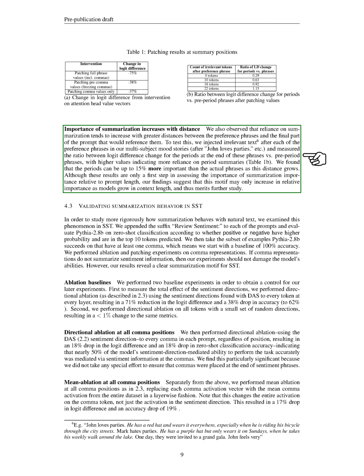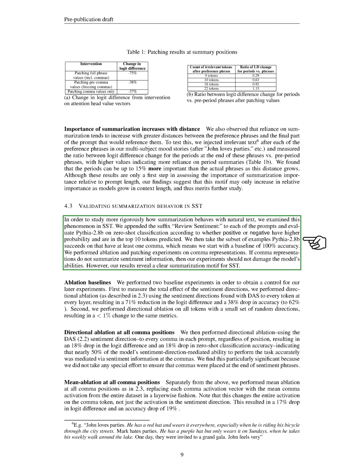We found that the periods can be up to 15% more important than the actual phrases as this distance grows. This suggests that as models grow in context length, the importance of summarization may increase, which is something that needs further study. We also wanted to study how summarization behaves with natural text, so we examined this in the Stanford Sentiment Treebank, SST. We added the suffix, review sentiment, to each of the prompts and evaluated Pythia-2.8b on zero-shot classification based on whether positive or negative sentiments have a higher probability and are among the top 10 tokens predicted.